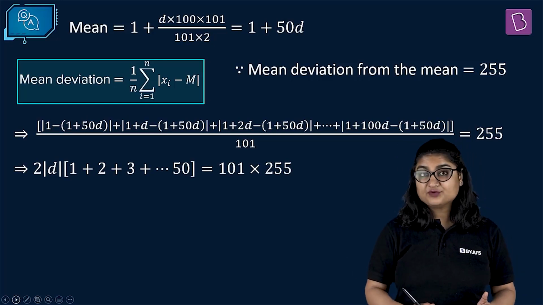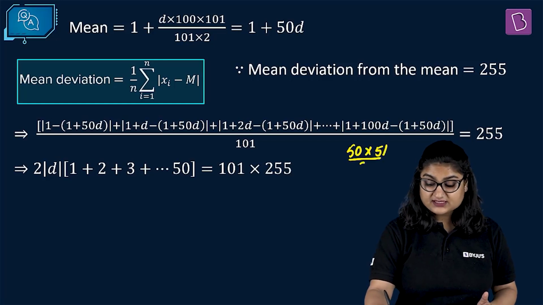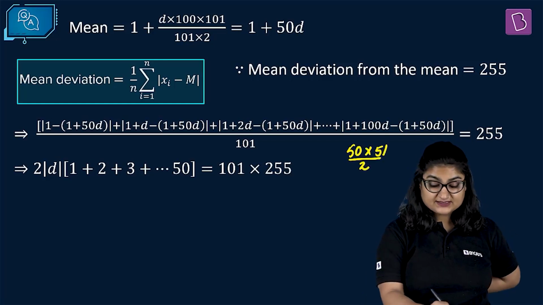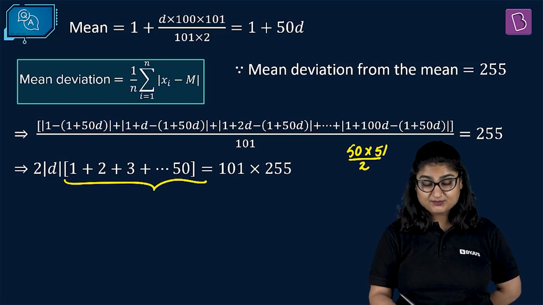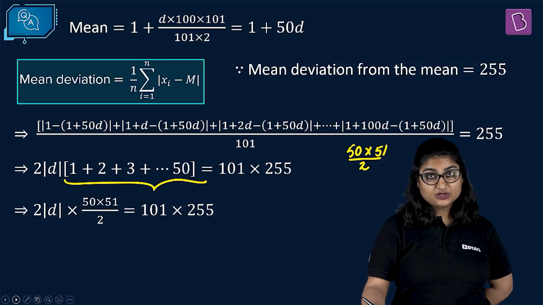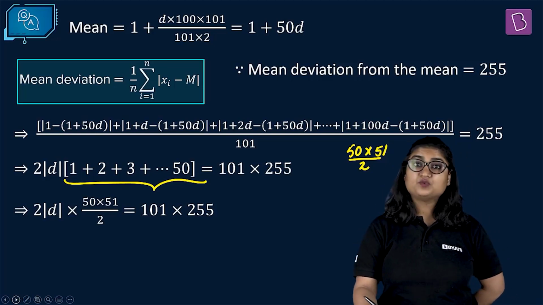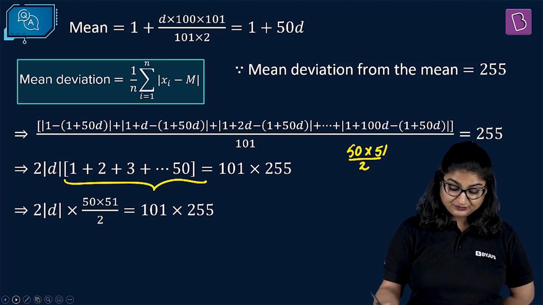And what would be the sum of the first 50 natural numbers? It would be 50 multiplied by 51 divided by 2. So when we replace this bracket with 50 multiplied by 51 by 2, what we will get is 2 times modulus of d multiplied by 50 multiplied by 51 by 2 is equal to 101 multiplied by 255.